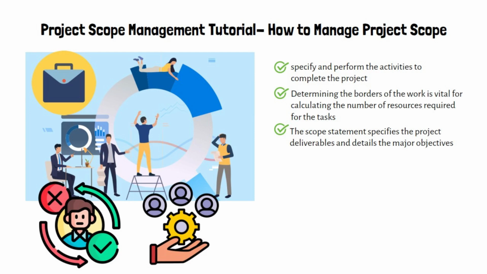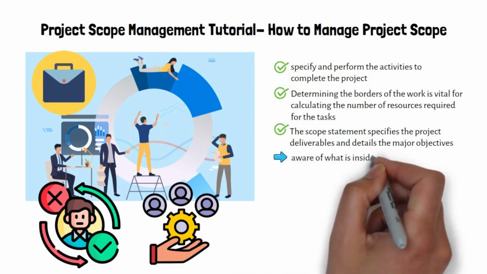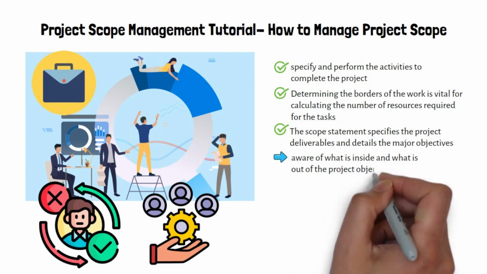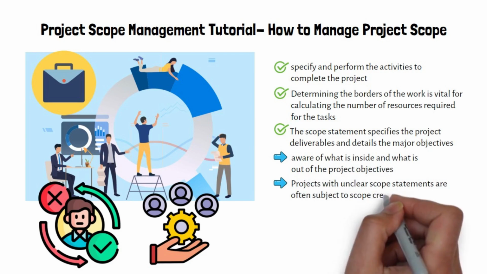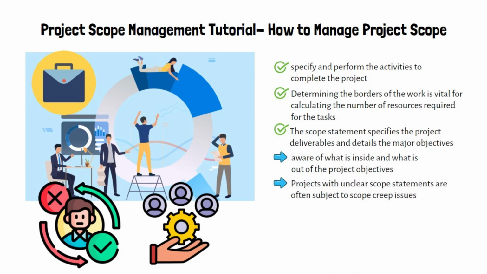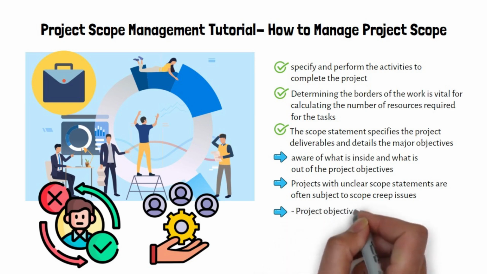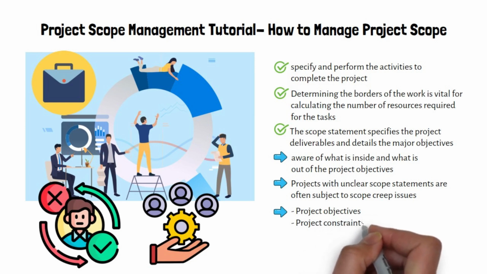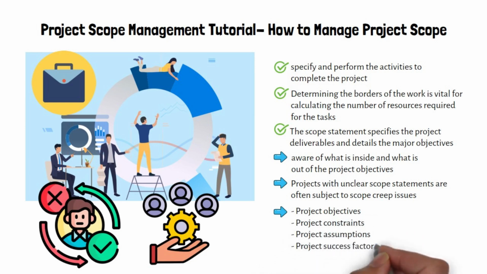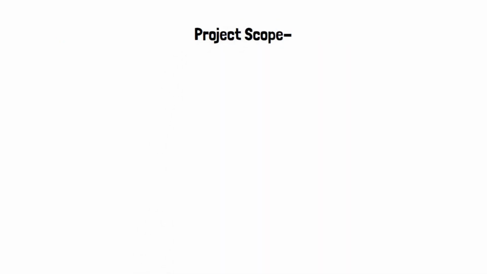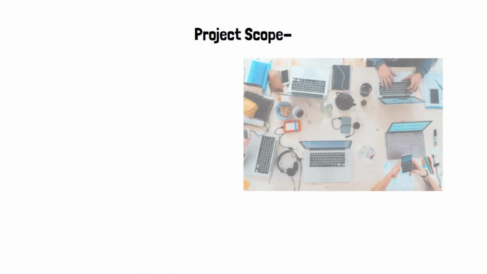Since the project scope defines the boundaries of the project, the team becomes aware of what is inside and what is out of the project objectives. Projects with unclear scope statements are often subject to scope creep issues. Basically, a project scope statement includes but is not limited to the following: project objectives, project constraints, project assumptions, project success factors, project scope.